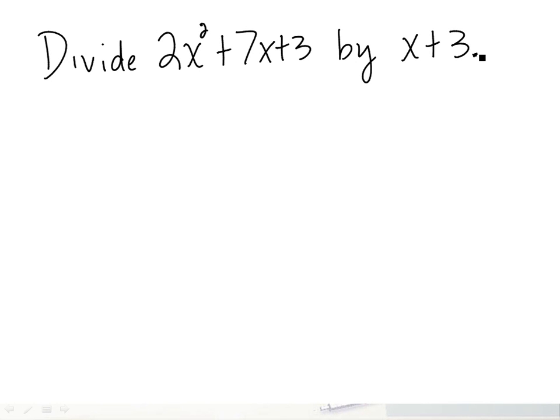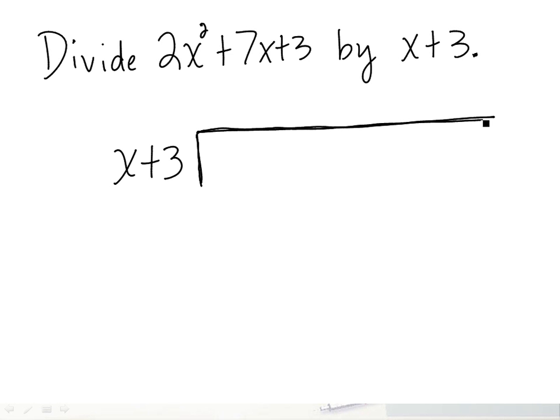Okay, so this is how you'll set it up. You'll set it up very much like regular long division. If you're dividing by x plus 3, put x plus 3 first. Put this division symbol here and put 2x squared plus 7x plus 3 under the division symbol. You do have to make sure that your terms are in descending order. I saw that it was in descending order already.